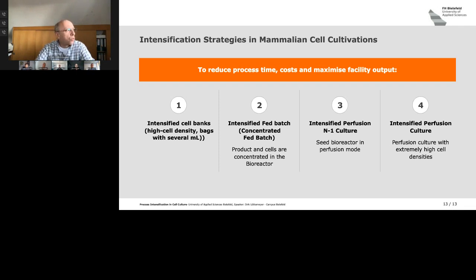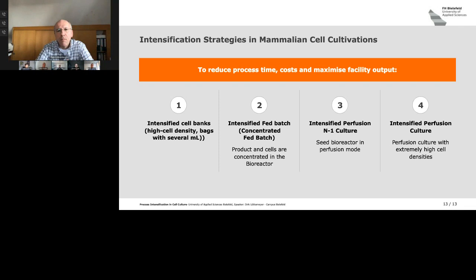The first is cell banking. Normally you have vials, but if you want to intensify cell banking, then you use, instead of vials, small bags up to 150 milliliters with a high cell density. By thawing such a bag, you can jump directly into a bioreactor and skip the subsequent pre-cultures.